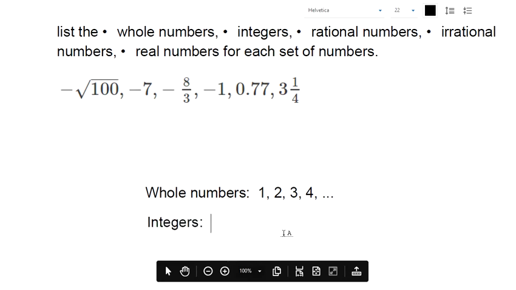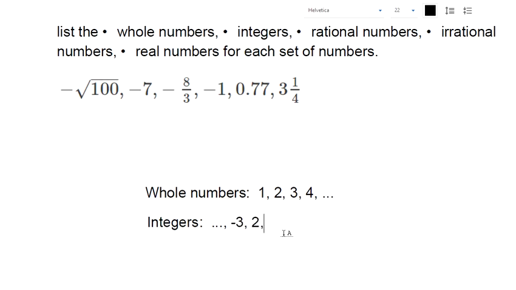Integers are non-decimal numbers, but they can be negative. So you could have -3, -2, -1, 0, 1, 2, 3.